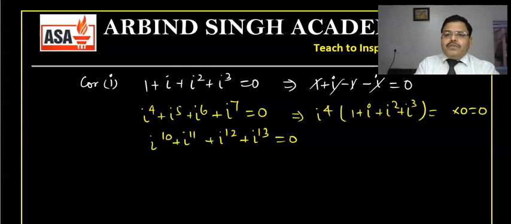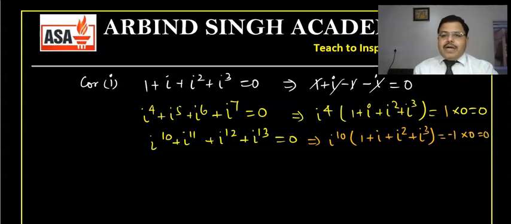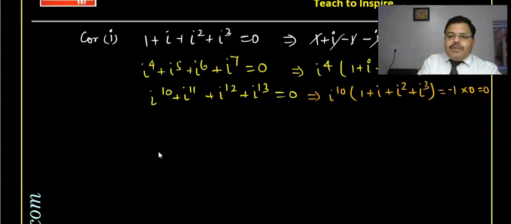So 1 into 0 is 0. Similarly, we can take here also iota to the power 10. If I take common 1 plus iota square plus iota cube, this is equal to 0, since 1 plus iota square plus iota cube is minus 1 into 0, which is 0. So how have I calculated iota to the power 10 here?